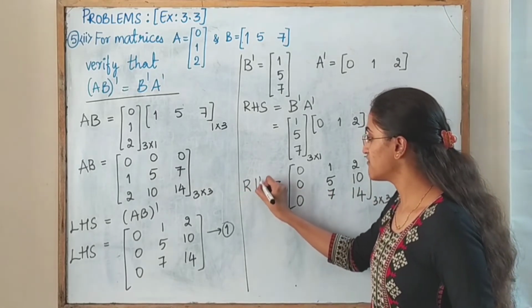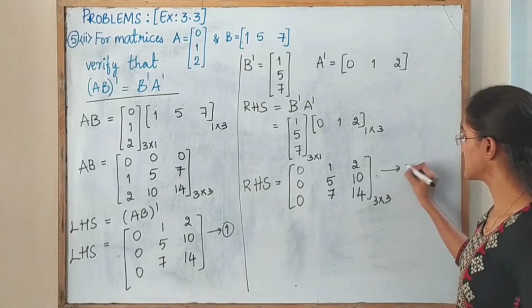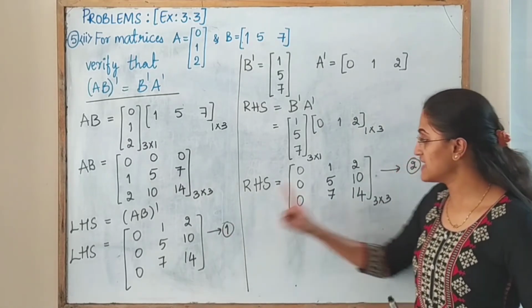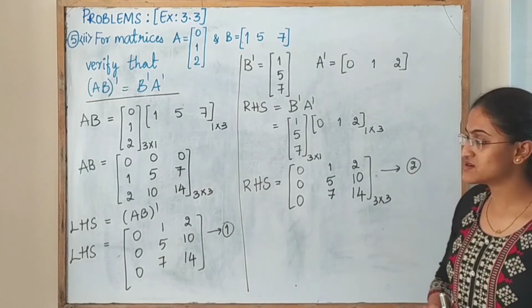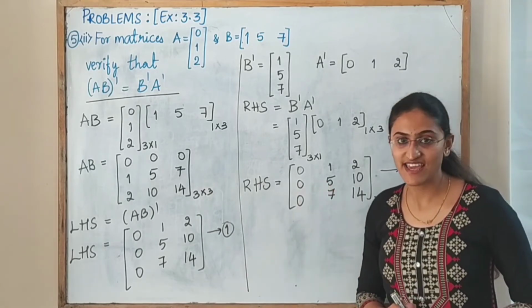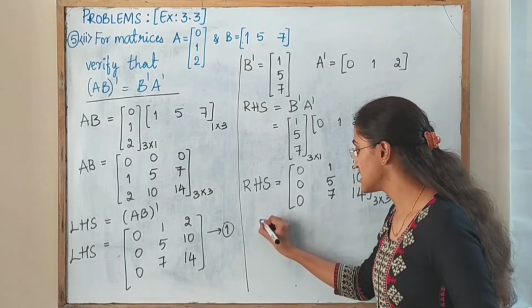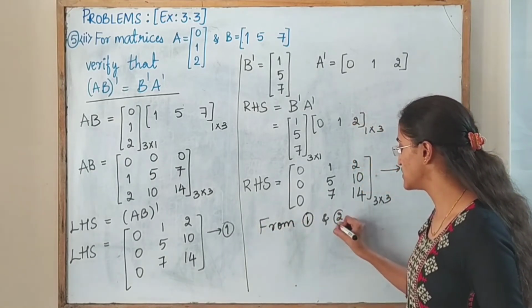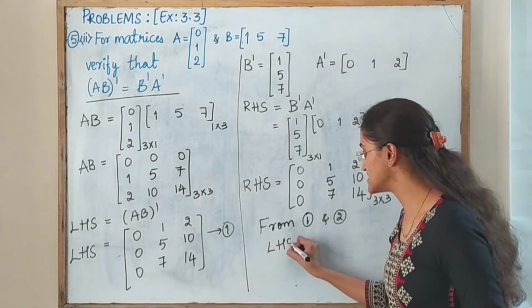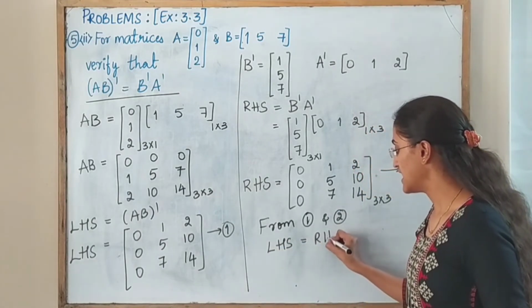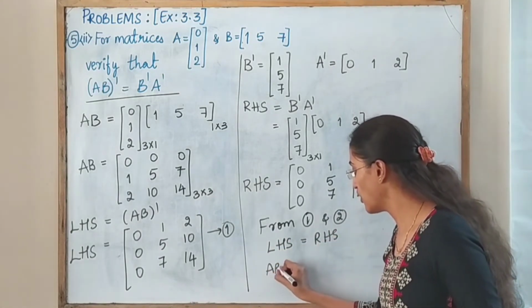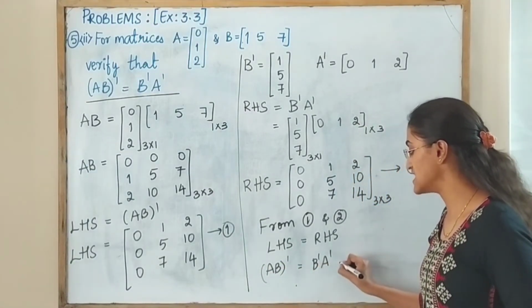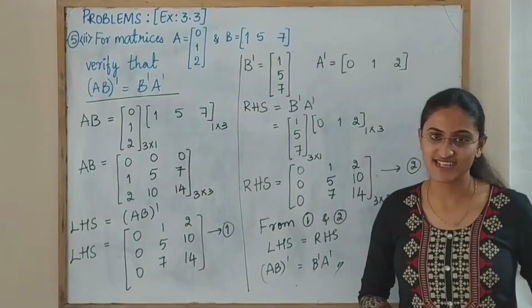Now we have the RHS. Let us take this as equation number 2. Now check out equation 1 and equation 2. We notice that both the matrices are equal to each other, and hence from equation 1 and equation 2, LHS is equal to RHS, and hence (AB)' is equal to B'A', and hence verified.